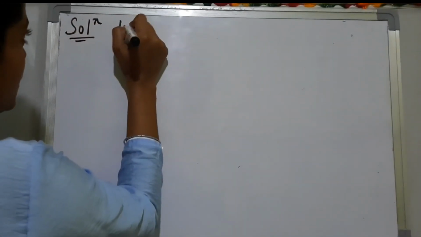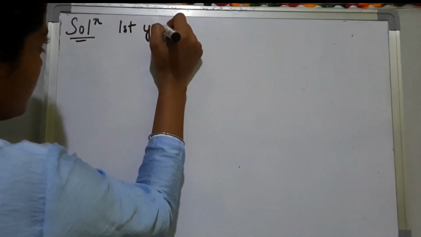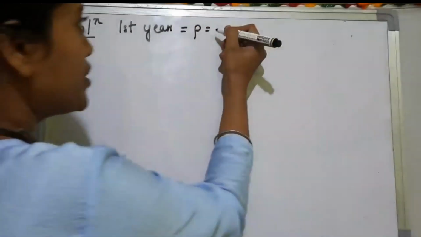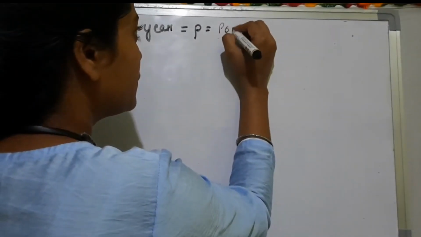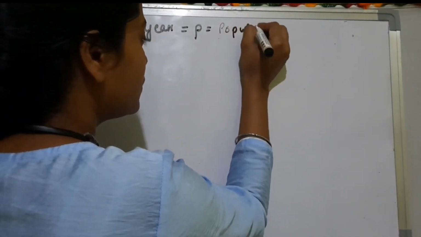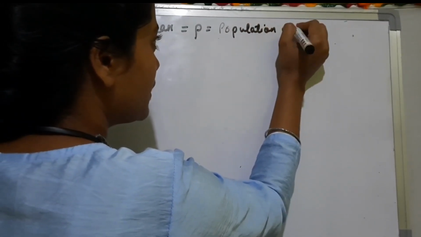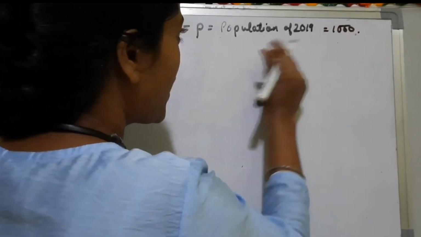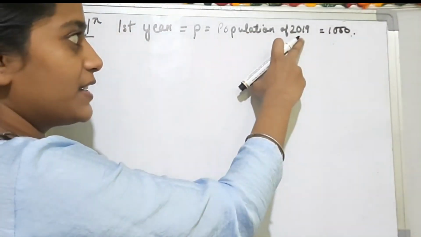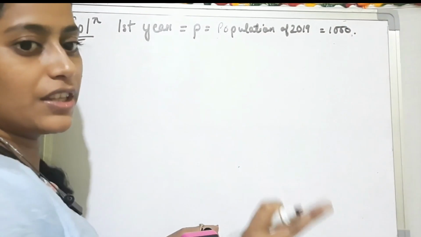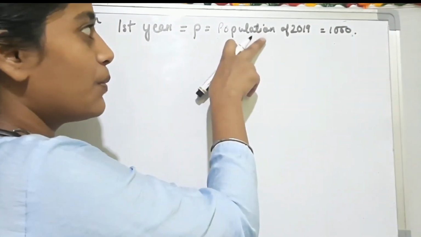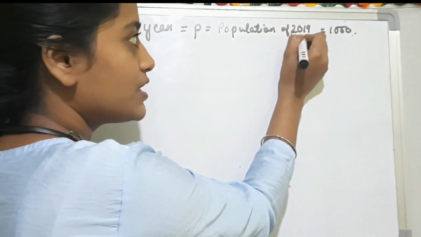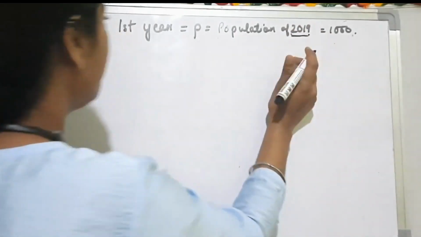So here, the first year population is given as P, which is equal to the population of 2019, which is equal to 1000. So why am I taking 2019 as the population? Because it is given in the question that if the population in the beginning of 2019 is 1000, so here the beginning year is 2019.